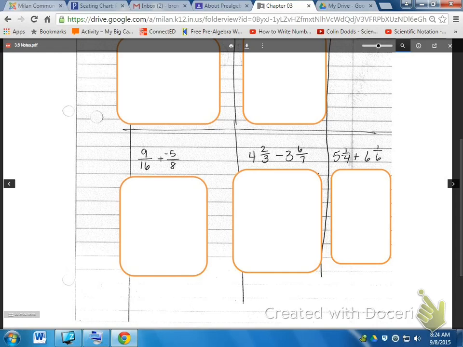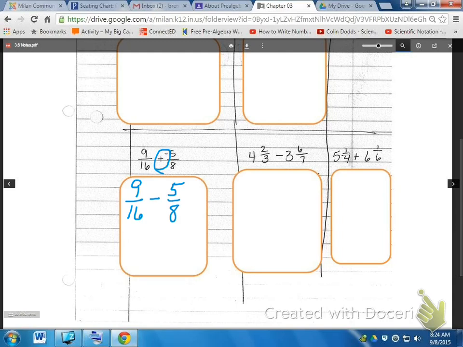9/16 plus -5/8. So who wants to try this? There's 2 or 3 things we got to do with this one. Somebody besides Tori, because she just did it. All right, Haley. First thing is this double sign thing right here. You need to make it a negative. Okay, so 9/16 minus 5/8.